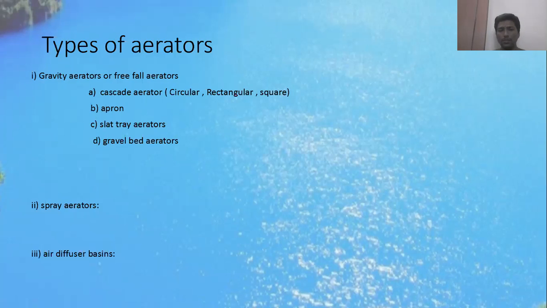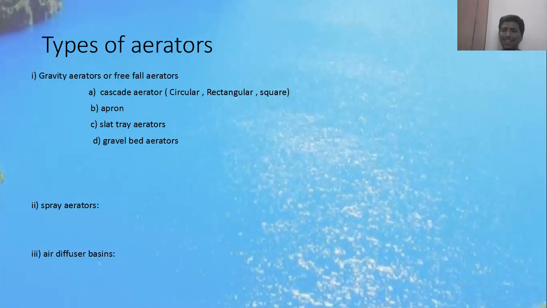Now let us get to know regarding the gravity aerators or the free fall aerators. First one we call a cascade aerator or a step type of aerator. Next we call it a free fall aerator or what we call an apron aerator. That means without the presence of any steps, it will be completely inclined in nature. That inclination we call an apron aerator.